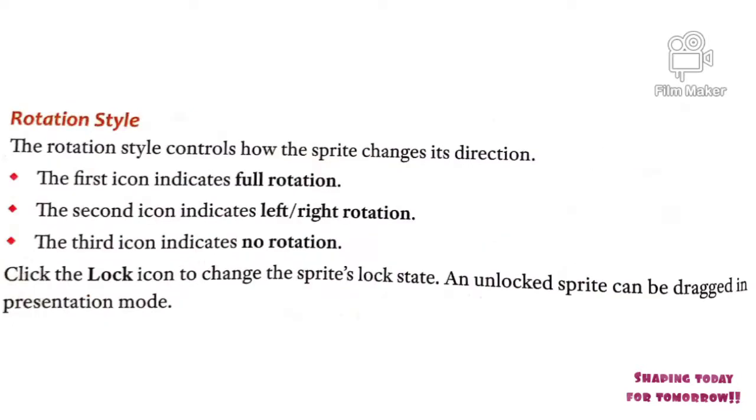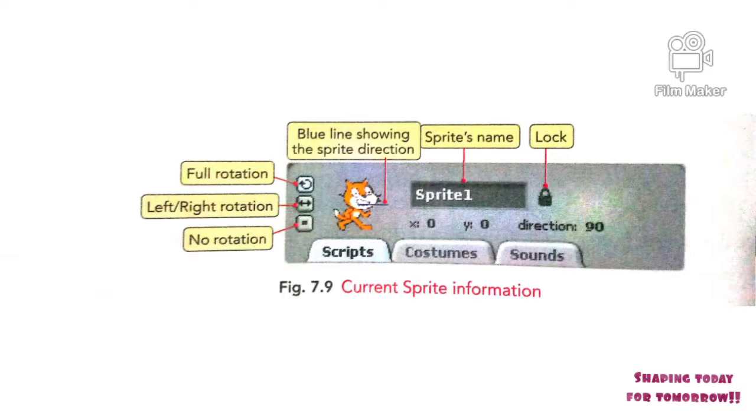Now the next topic is rotation style. The rotation style controls how the sprite changes its direction. So with the help of rotation style, you can control the sprite direction. Okay. So the first icon indicates full rotation. The second icon indicates left and right rotation. The third icon indicates no rotation. So students, again see figure 7.9 for this. So for full rotation, you can see it is in a curve. If you click on this, there will be full rotation. Now the left and right rotation. So students, there is an arrow on the left side and the right side. If you click on this, the rotation will be on the left side or on the right side. And then no rotation, if you click on this option, there will be no rotation.